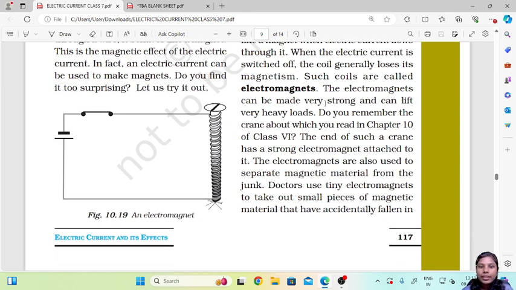The electromagnets can be made very strong and can lift very heavy loads. Do you remember the crane which you read about in chapter 10 of class 6? So now we have seen those cranes, right, they have a very high level of electromagnets. That is why they can remove magnetic material from any junk.